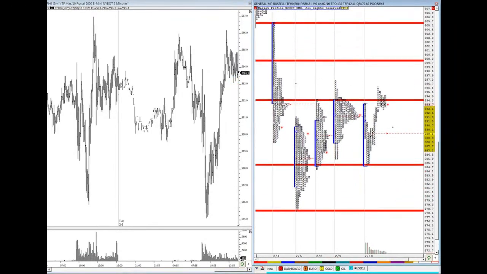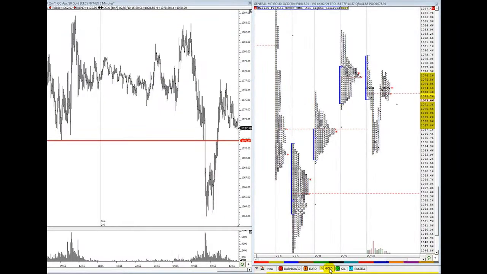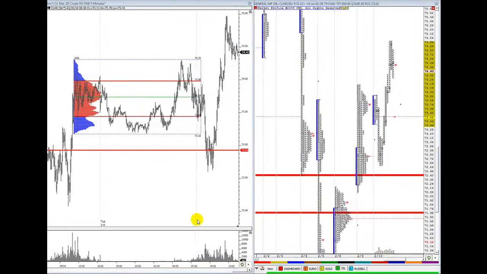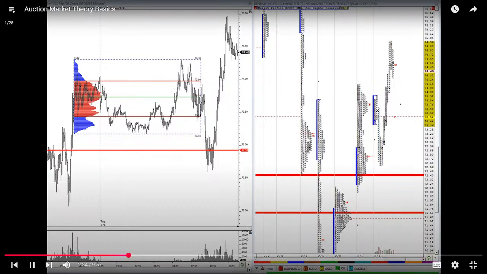You will also be able to find key areas on the profile, which are shown by single prints: selling tails, buying tails. Here's another selling tail, and then the high volume nodes and the highs of days and stuff like that. So I'm going to go over an example trade I made in oil today. I entered it right over here.